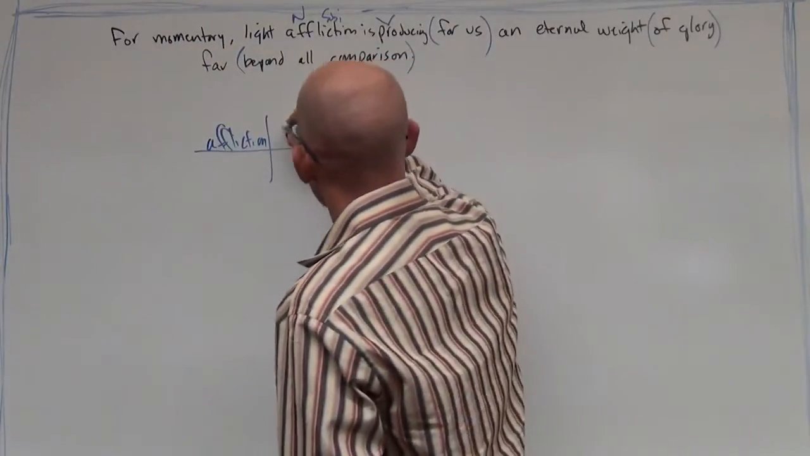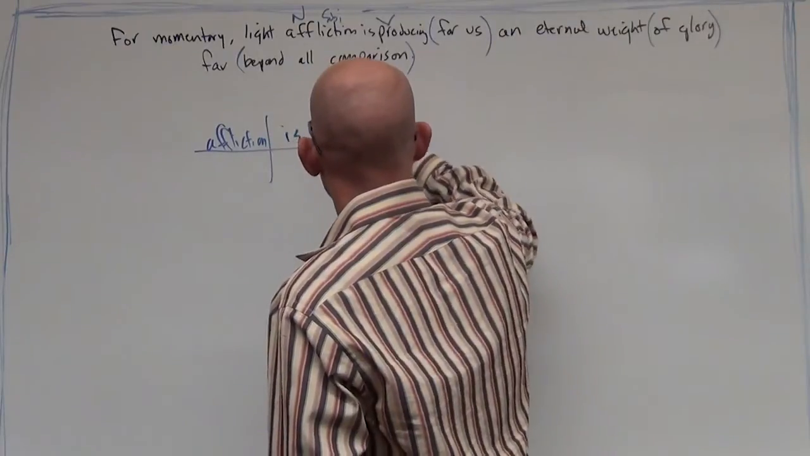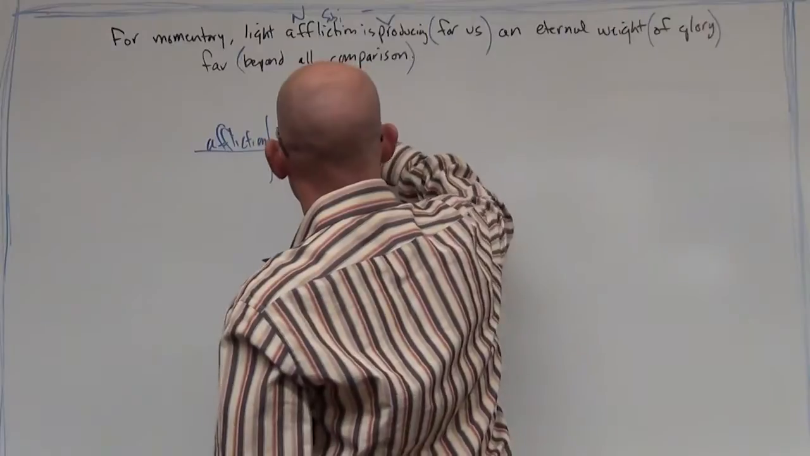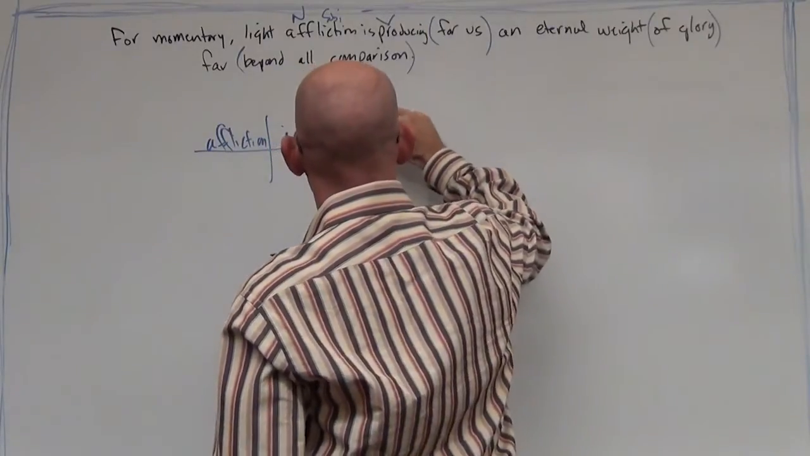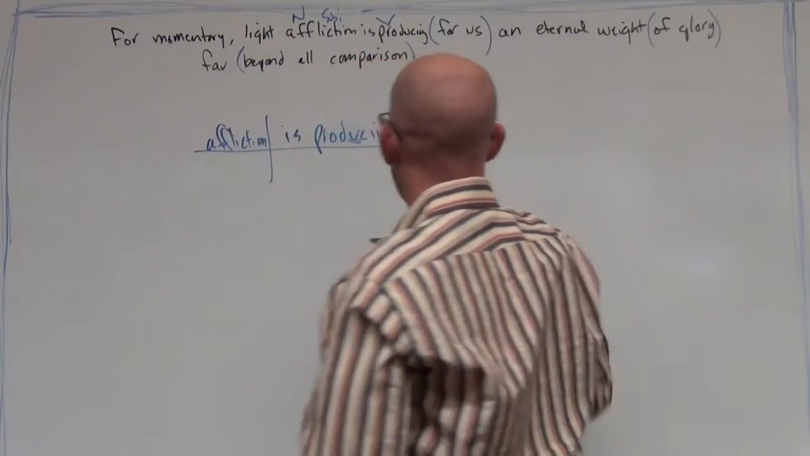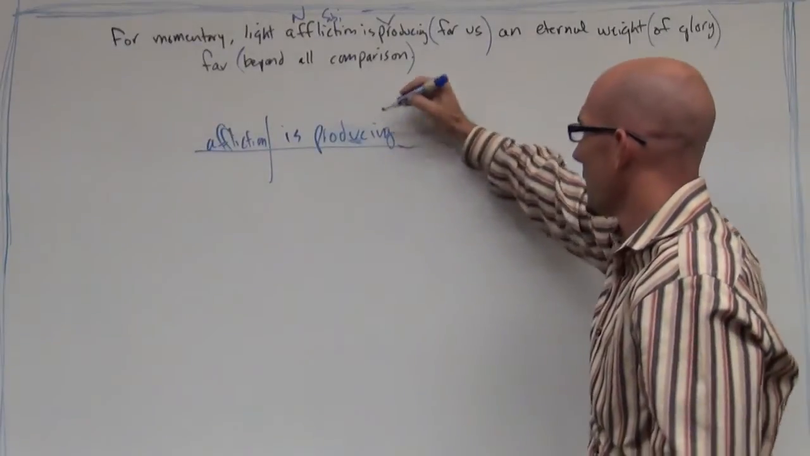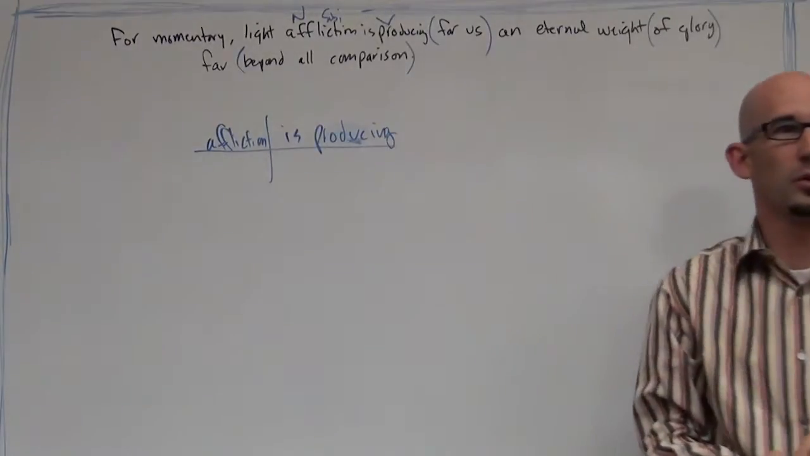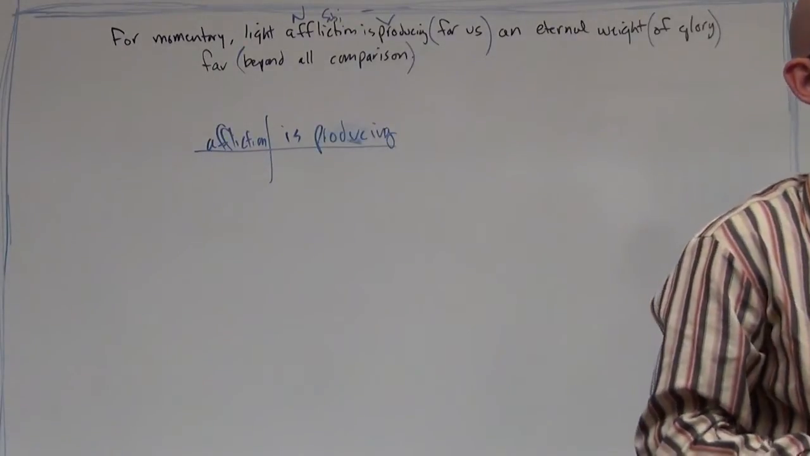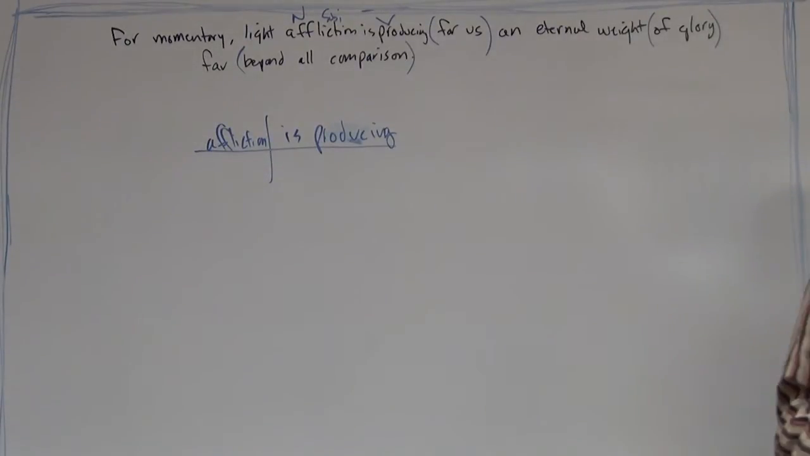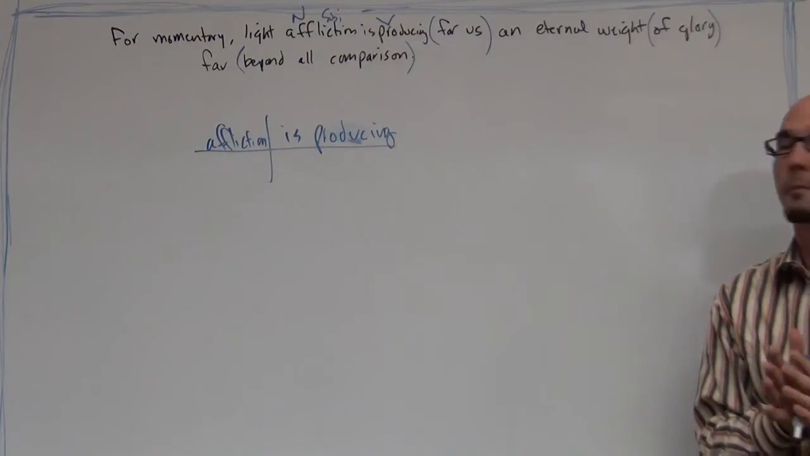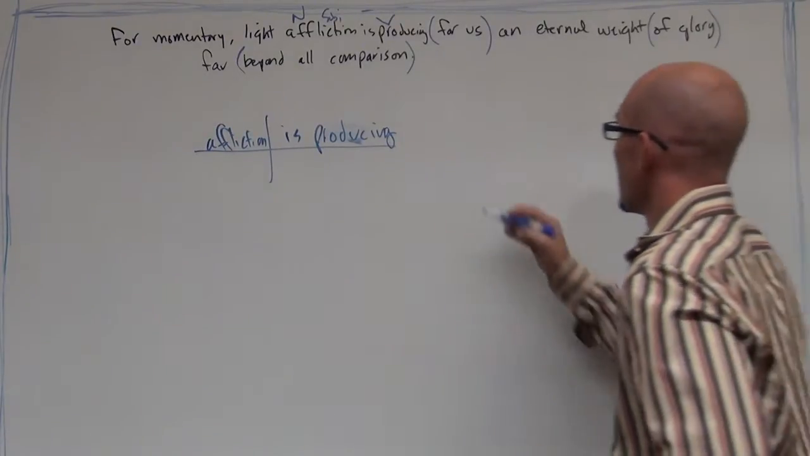Is producing is our verb. Can't think and write at the same time. Producing. Is that a kind of verb that takes an object, or is it a being verb? It takes an object. In this case, do we have a direct object? Wait. Good.